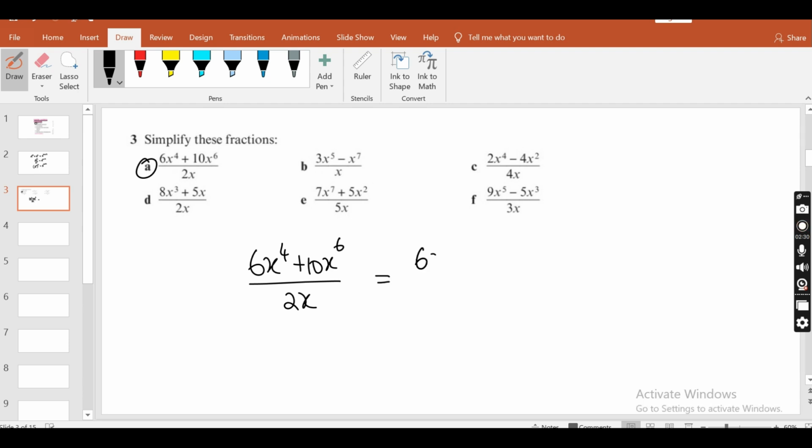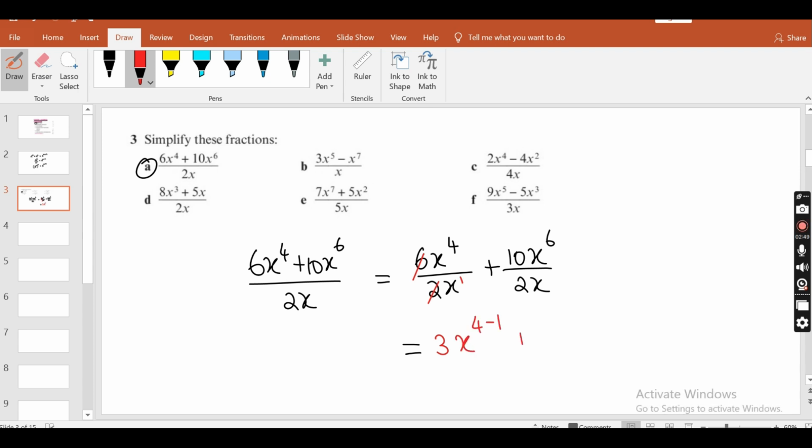You can split them first. 6x power 4 by 2x, and 10x power 6 by 2x. Then 6 over 2 is 3. x power 4 divided by x power 1 is x power 4 minus 1. Here 10 over 2 is 5. x power 6 minus 1. Do you understand this? Yes. So it's 3x cube plus 5x power 5. I want you to copy this and try one question on your own. Try C on your own.